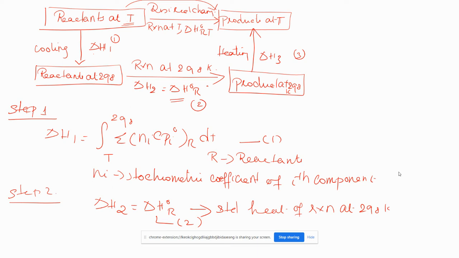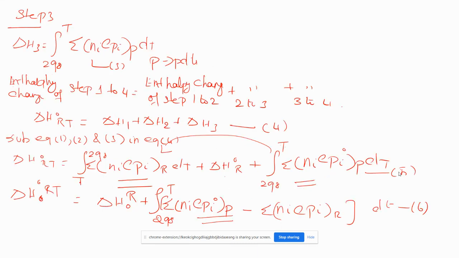In the same way, step 2 is the reactants are converted into products at 298 Kelvin. Since it is a standard condition, we have written it like this. Step 3 is the products are heated from 298 Kelvin to temperature T, and the enthalpy change associated with that is given like that. The overall change in enthalpy is del H0 RT is equal to del H1 plus del H2 plus del H3. Substituting all these values and combining the terms, we have got this.